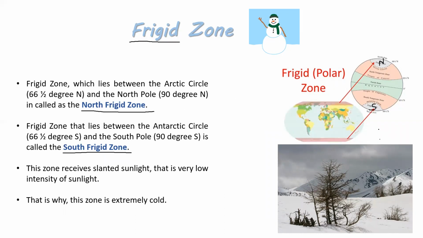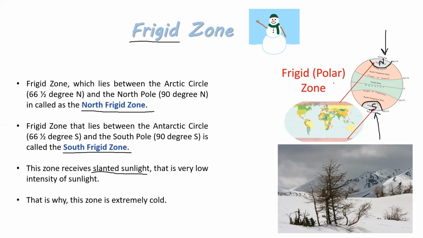I hope you all are able to see. This is the South Frigid Zone and this is the North Frigid Zone. So starting from the Arctic Circle to the North Pole, this zone is north. And in the south, starting from the Antarctic Circle to the South Pole. Okay. So this zone receives slanted sunlight. They do not receive direct sunlight. We have already talked about it so many times.